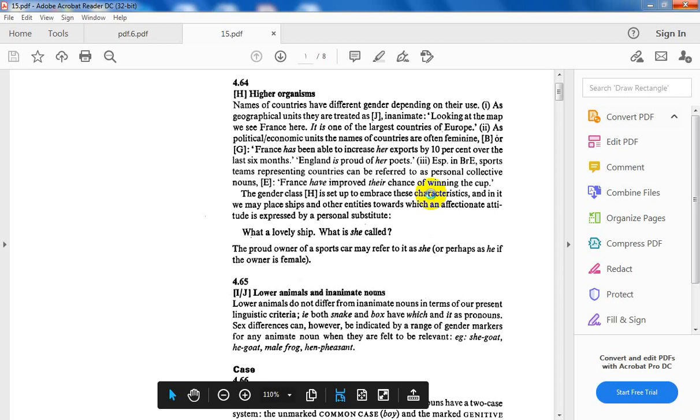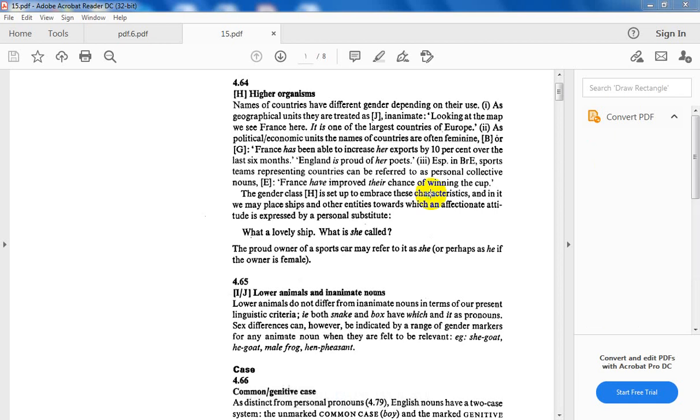The last two categories or classes of gender: the higher organism. What does it mean by higher organism? The names of countries are called higher organisms. So names of countries have three different realizations or three different genders depending on their use: either she, or they, or it. This is according to the usage.